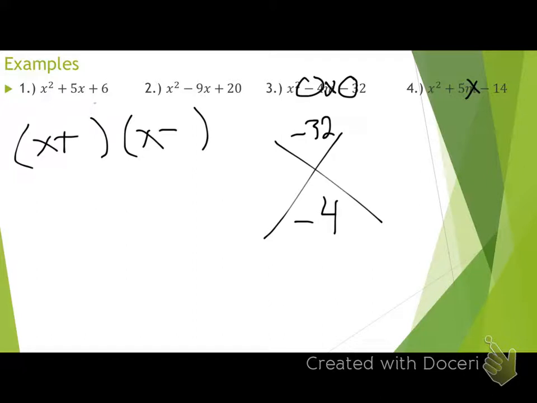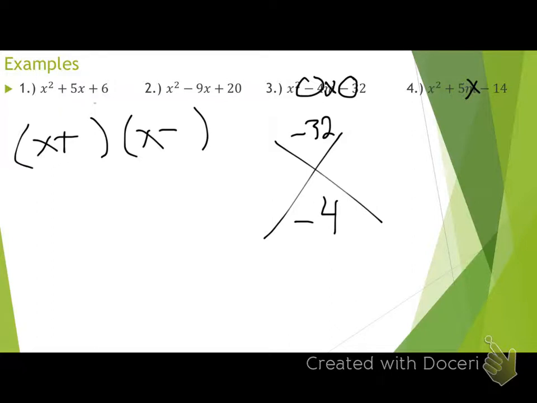So once again, I'm looking for factors of 32. So numbers that multiply to give me negative 32 and add to give me negative 4. So let's just think of positive 32 for now. What numbers multiply to give me 32? There's 1 and 32, 2 and 16, and then 8 and 4. Those are all my factors of 32.